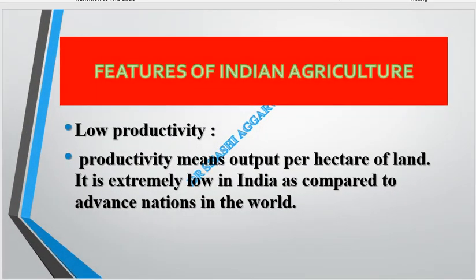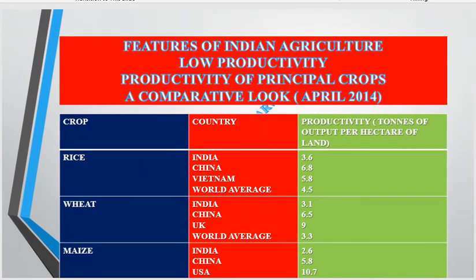It has low productivity. Productivity means output per hectare of land. It is extremely low in India as compared to advanced nations in the world. The productivity is low because backward techniques of production are used in agriculture.